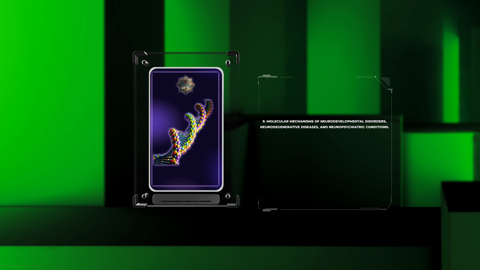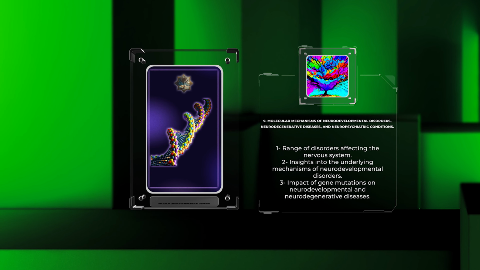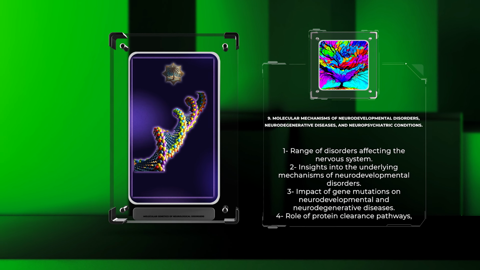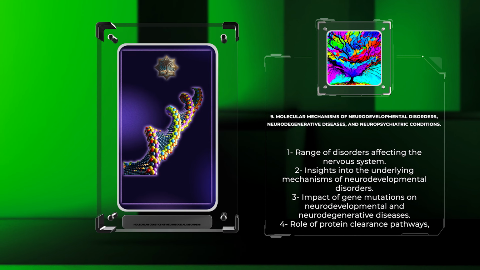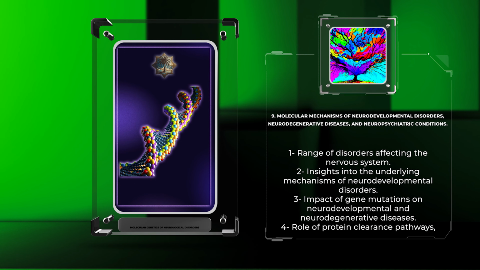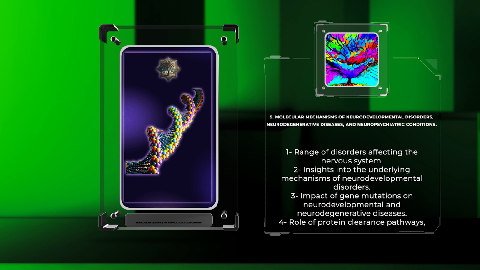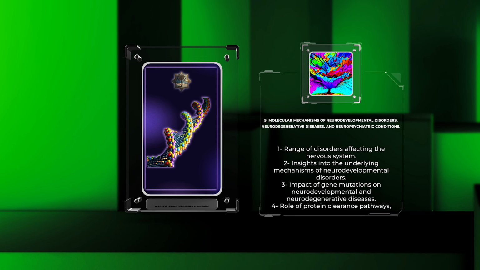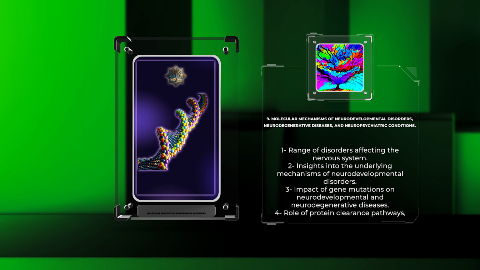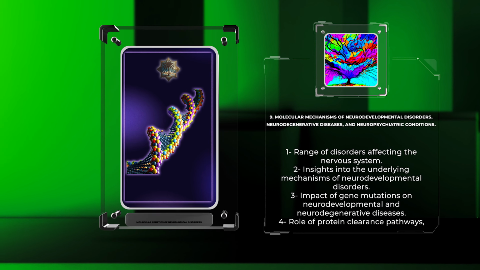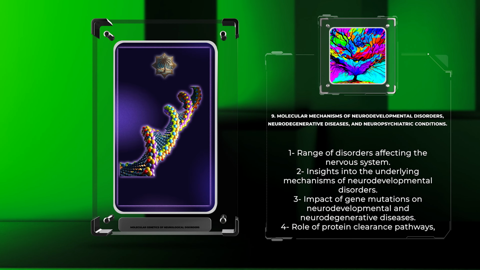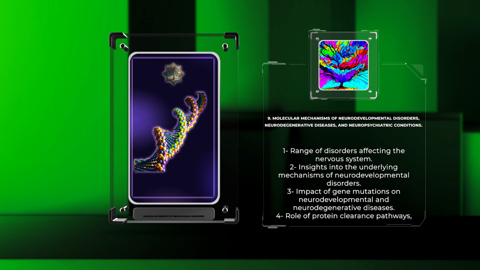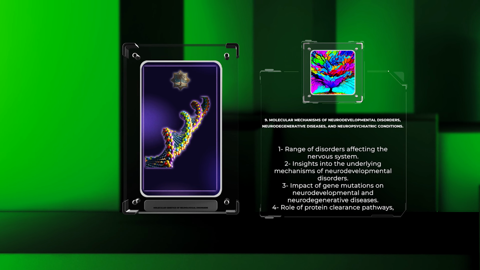Neurodevelopmental disorders, neurodegenerative diseases, and neuropsychiatric conditions encompass a wide range of disorders affecting the nervous system. Molecular biology provides insights into the underlying mechanisms of these disorders. For instance, studies have revealed that mutations in genes involved in neurodevelopmental processes can lead to conditions such as autism spectrum disorder and intellectual disabilities. Similarly, defects in protein clearance pathways, mitochondrial dysfunction, and abnormal protein aggregation play crucial roles in the pathogenesis of neurodegenerative diseases like Alzheimer's and Parkinson's diseases.